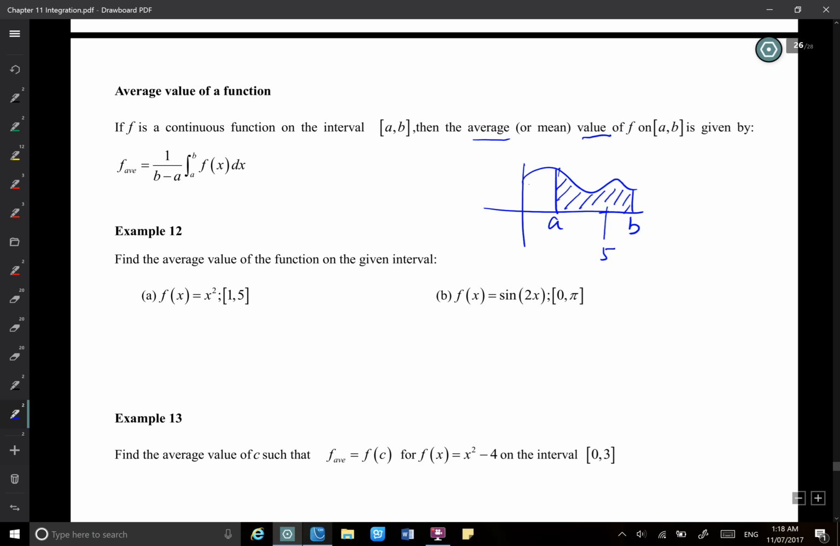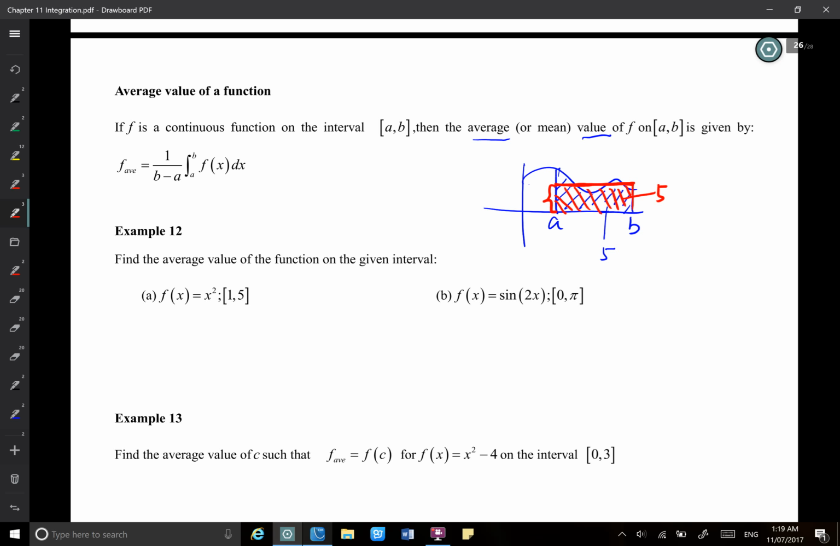Okay, I want to know if I can give a uniform height from A to B, making a rectangle. So what height can make the same area compared to before? Say I have a height here, and this red area is 5 as well. Then this height will be the average value.